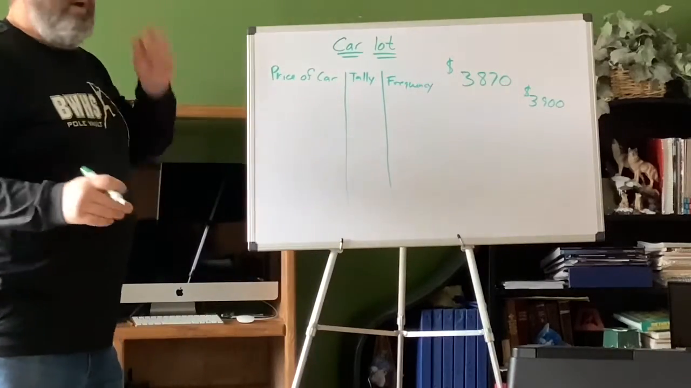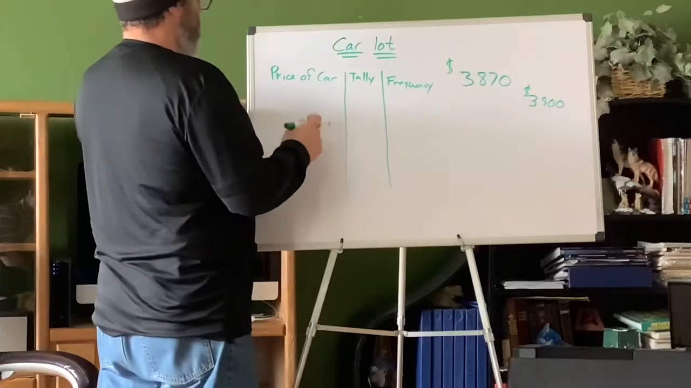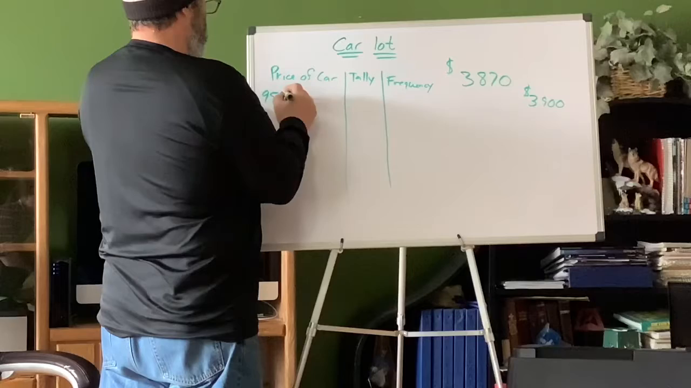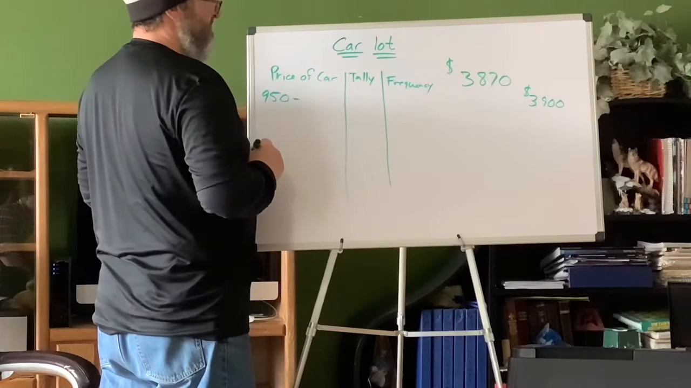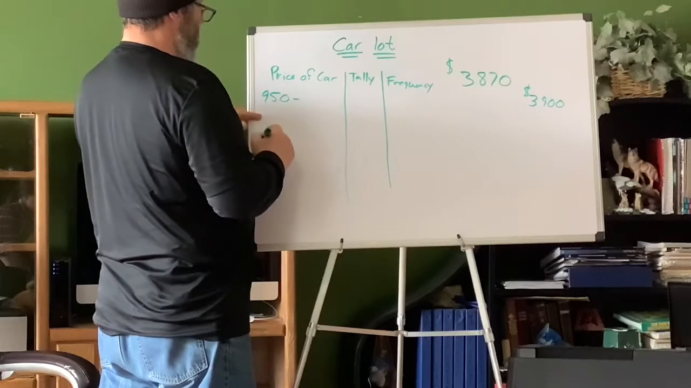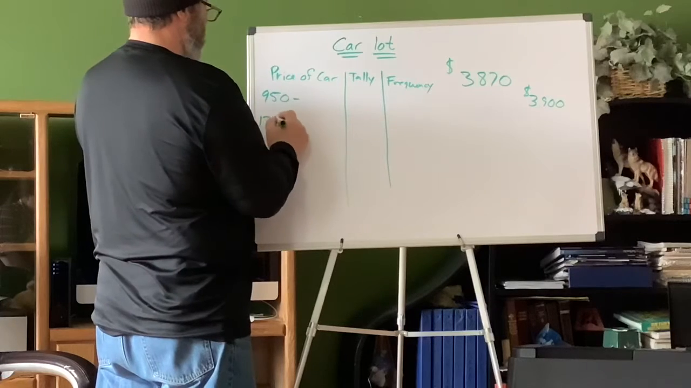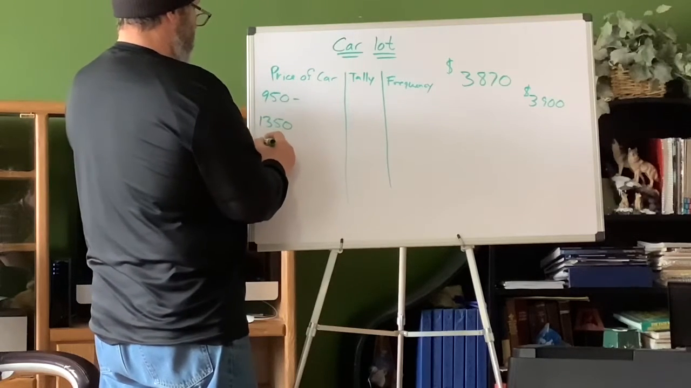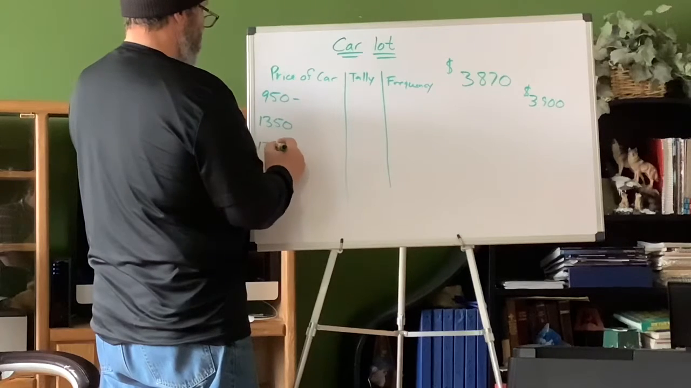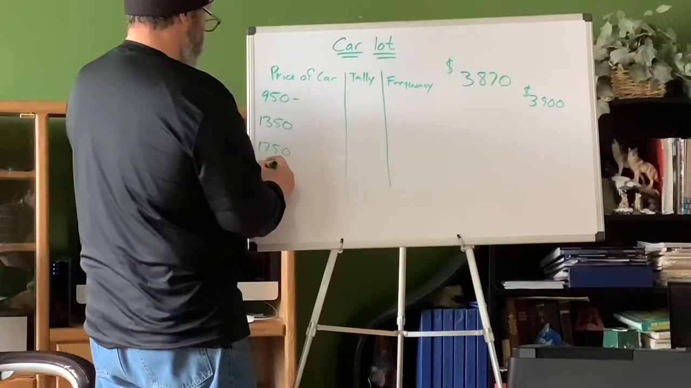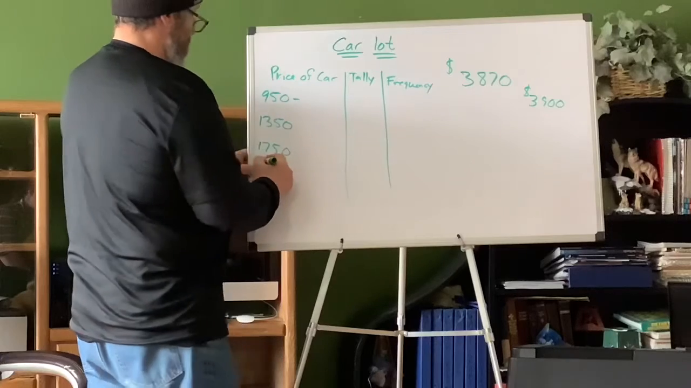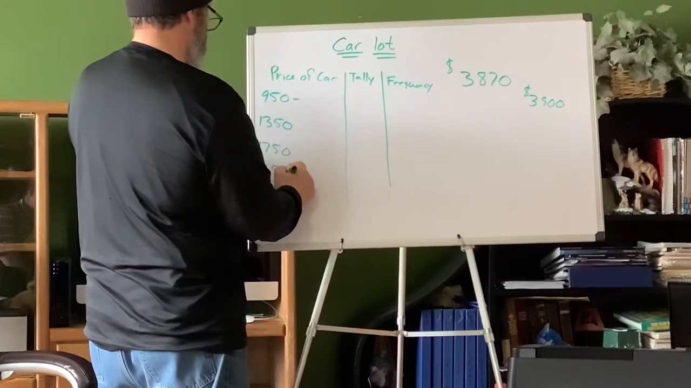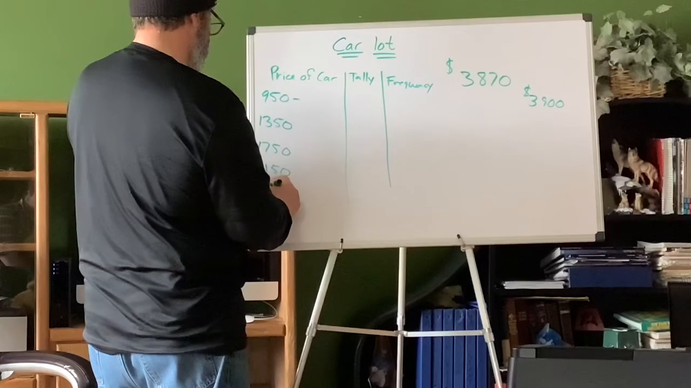Alright, so we started out, we said 950 was going to be our low, and we're going by 400. So that means the next bin is going to be 1350. Then I'm going to go up 400. So my next bin is going to be 1750. Up 400. My next bin is going to be 2150. Go up by 400. 2550.